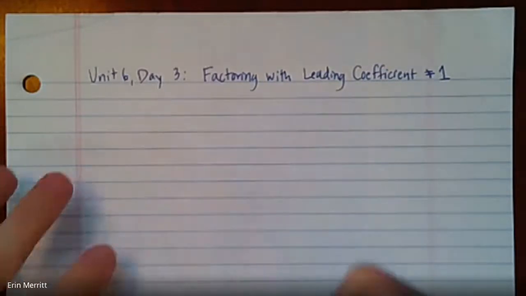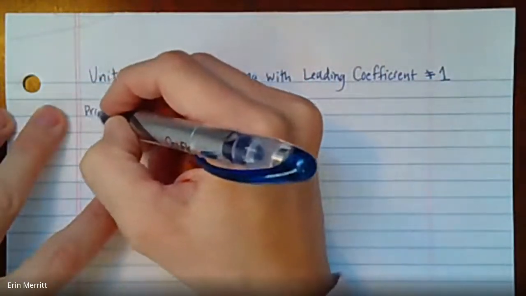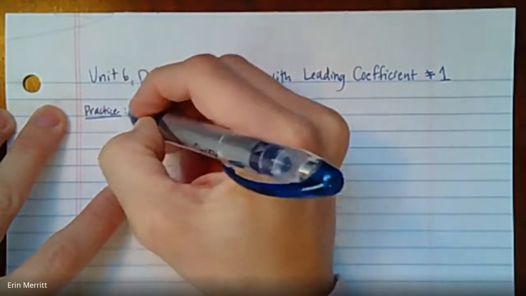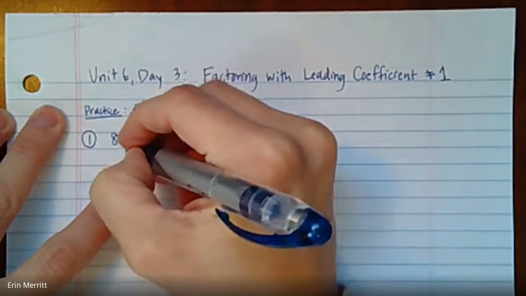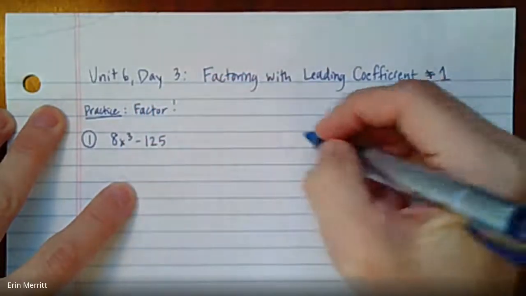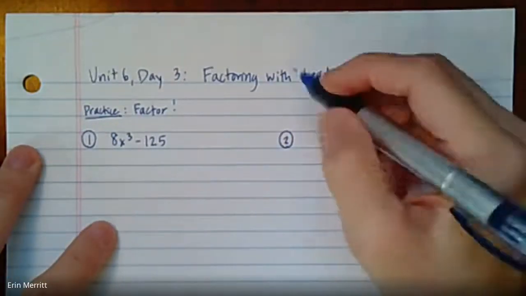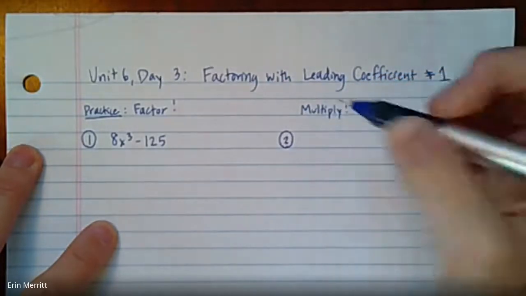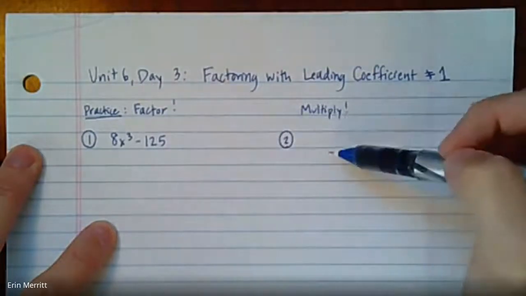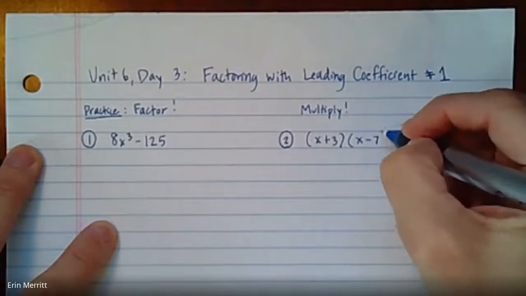All right, before we do that, let's do some quick practice with some stuff that we already know. For each one of these, the directions are to simply factor. The first one here, I'm going to go 8x cubed minus 125, and then I'm going to put a second one over here. But the directions for the second one are to multiply. So consider the directions: for the first one, factor; for the second one, multiply out, and that is going to be x plus 3 times x minus 7.